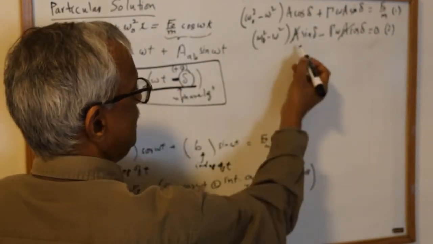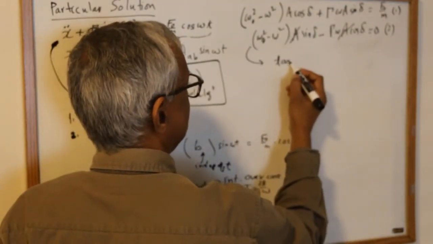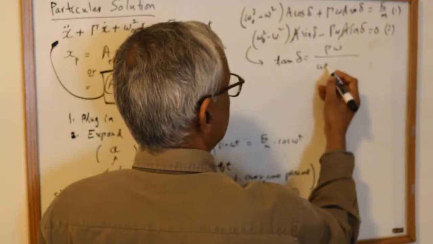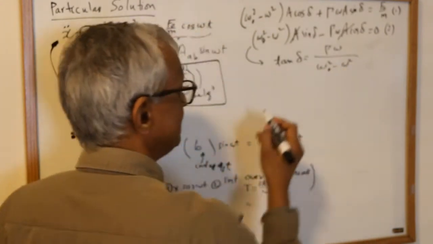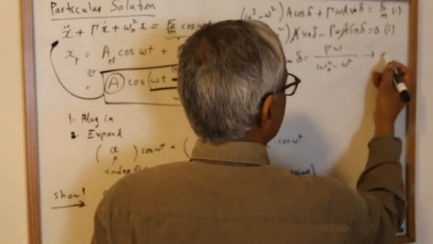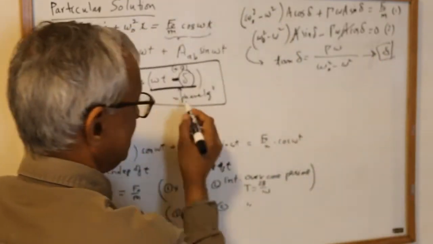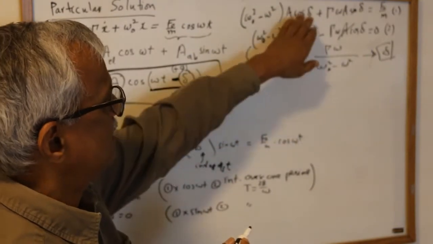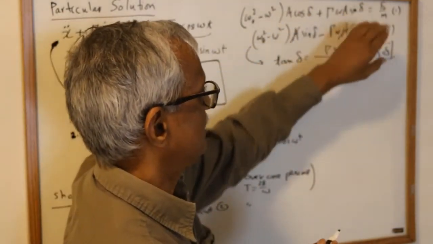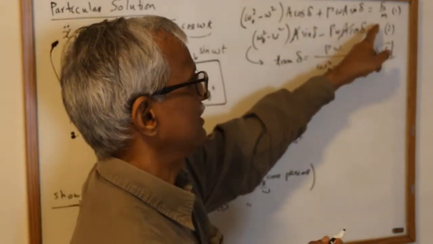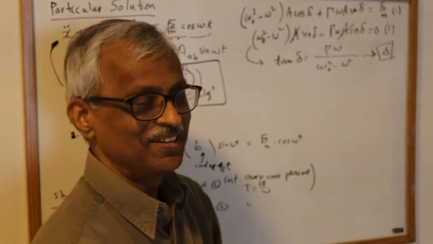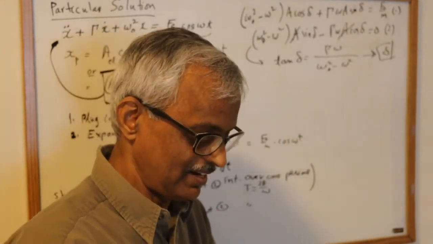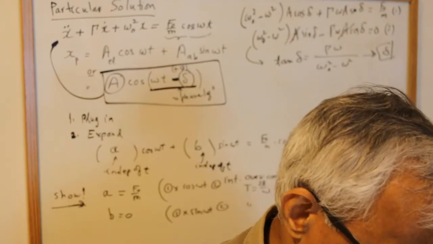So here this equation tells me tangent delta is equal to gamma omega over omega naught square minus omega square. So I got the delta. This tells me what the phase lag is. If I want to use this delta in here, I need to know cosine delta and sine delta. You'll say, how about dividing by cosine delta? Still you need to know cosine delta, right? There's a really nice trick of how to get sine delta and cosine delta from here. I'm going to show you that trick.